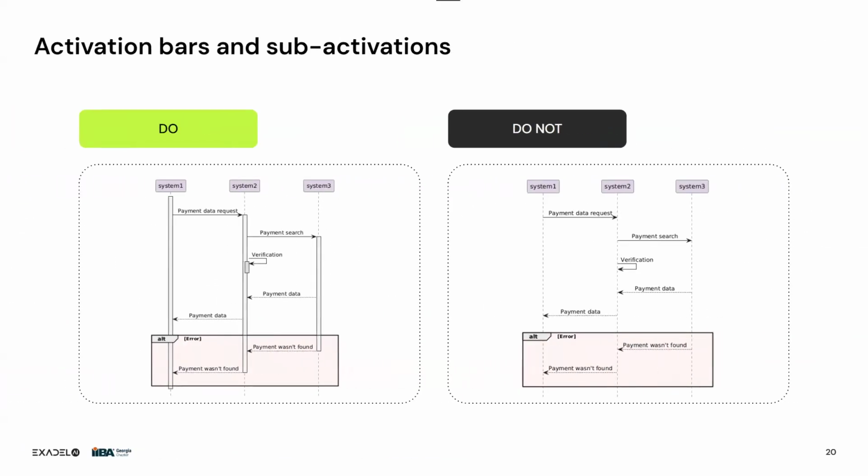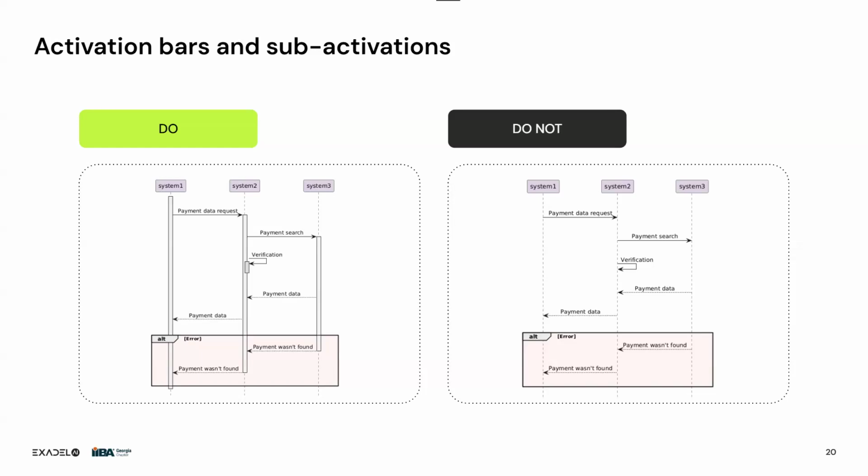Improve clarity with activation bars and sub-activations. It's common for diagrams created by junior specialists or AI tools to omit activation bars. Activation bars show when a participant is actively performing work, not just sending or receiving a message. Without them, a sequence diagram can look like a simple linear chart, even when the actual behavior involves processing, waiting, or nested calls. Sub-activations are especially useful when one component orchestrates several internal or external operations.